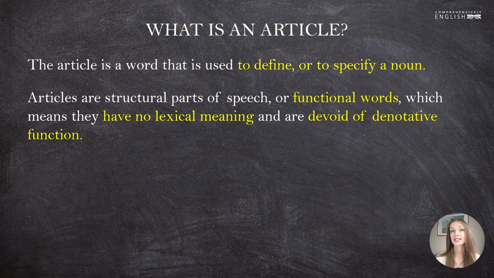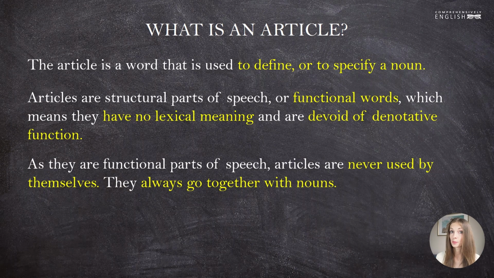Articles can be seen as identificators of nouns. As they are functional parts of speech, they are never used by themselves. They always precede nouns. And as they are tightly connected to nouns, before we proceed, it is important to discuss what types of nouns we have in English and to divide them into categories.